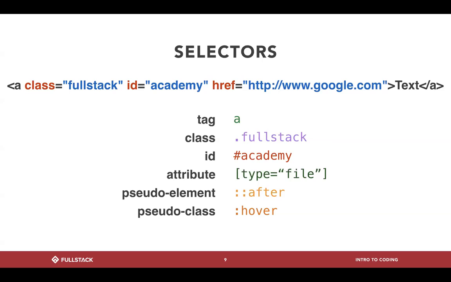Attributes, you wrap with those brackets, and then you basically just write in whatever the attribute and value statement is. Pseudo elements are preceded by the double colon, and then pseudo classes are preceded by the single colon. But like I said, in this class, we're mainly going to be focusing on tag, class, and ID.